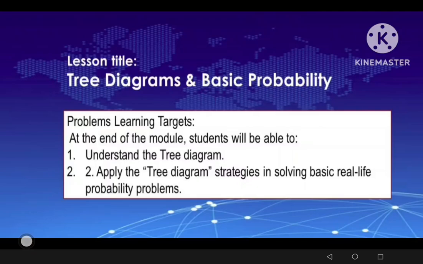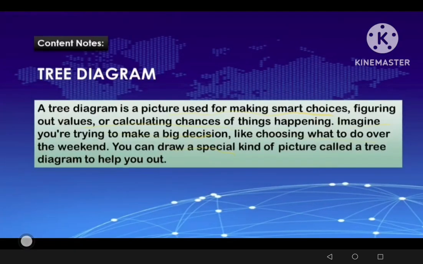We have here tree diagrams and basic probabilities. So we have our learning targets at the end of this session. The students will be able to understand the tree diagram and also apply tree diagram strategies in solving basic real life probability problems. We have here our content notes.